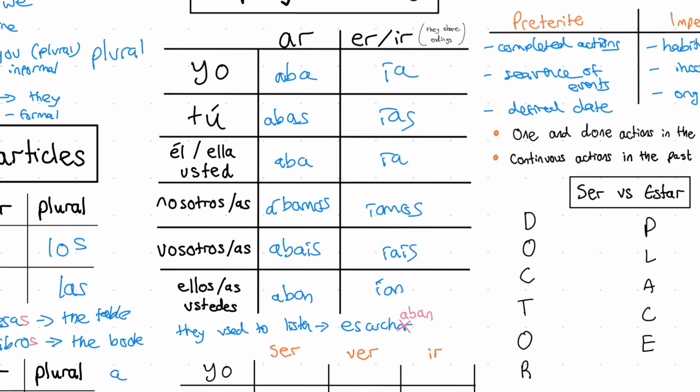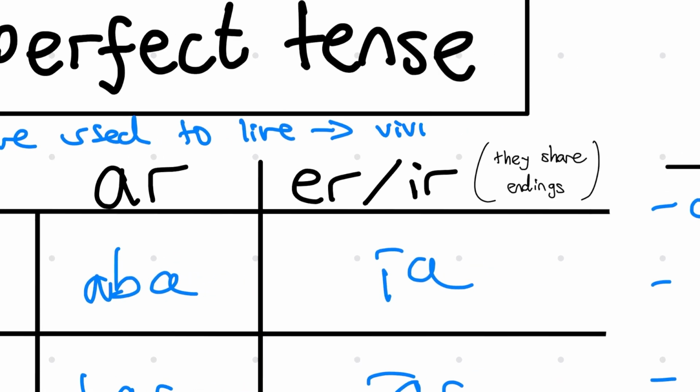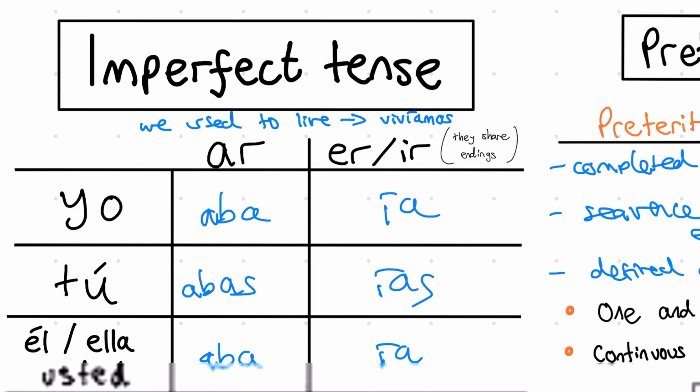So to practice let's pick an IR verb. If I zoom in here and say maybe we used to live, using vivir is going to be vivíamos. So that's the regular verbs covered for the imperfect. Let's look at the irregular ones now.